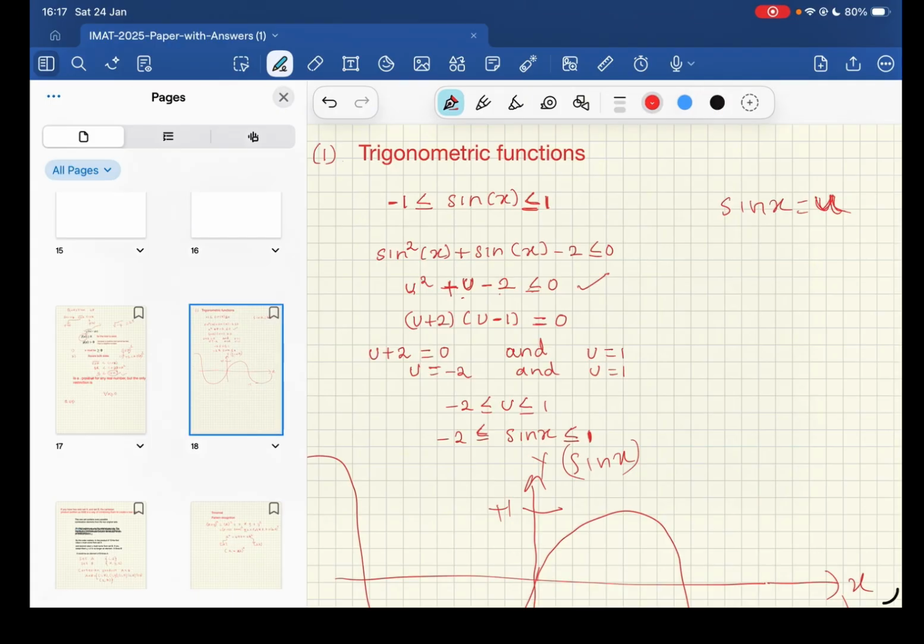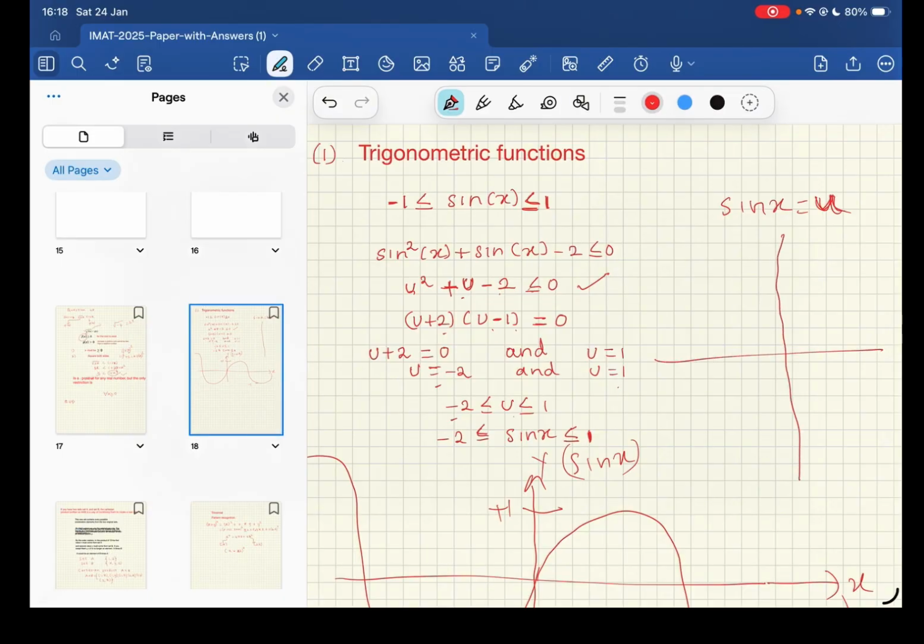Before I solve this inequality, let me write it as just the quadratic equation form. Now I can factorize it: u plus 2, u minus 1 equals 0. So u should be -2 and u should be 1. Then you can say u should be in between -2 and +1.